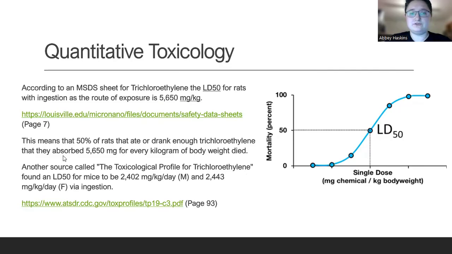And then they also did this for mice in a different source that I found, and they found that for males, the LD50 is 2,402 milligrams per kilogram per day, and for females, it's 2,443 milligrams per kilogram per day. I think that this makes sense, that the LD50 would be less for mice because they're smaller, so they're more vulnerable to toxicity and to death.